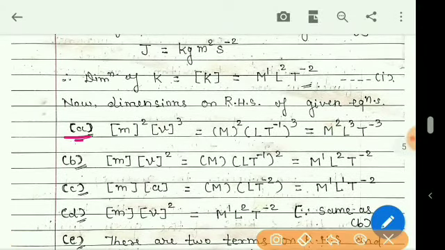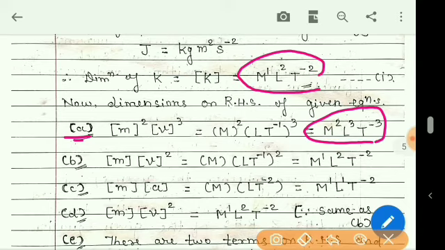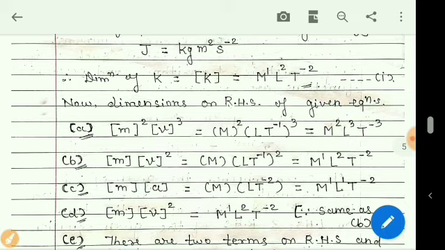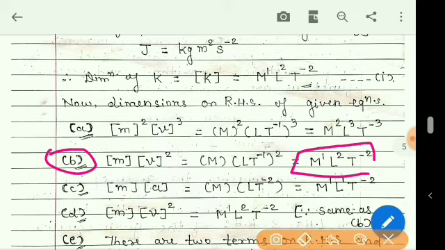Here for A, the dimension obtained is this. Compare that with the kinetic energy. You can see that these two are not equal. So this equation cannot be the equation for kinetic energy. Then number B, this dimension and this dimension, they are equal. So this equation can be the equation of kinetic energy.